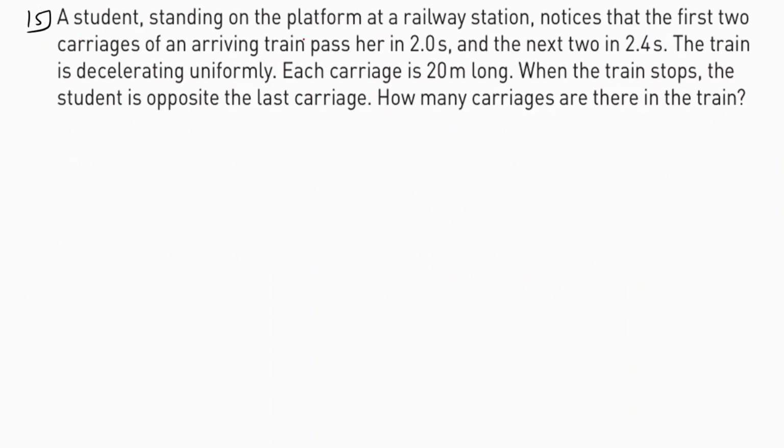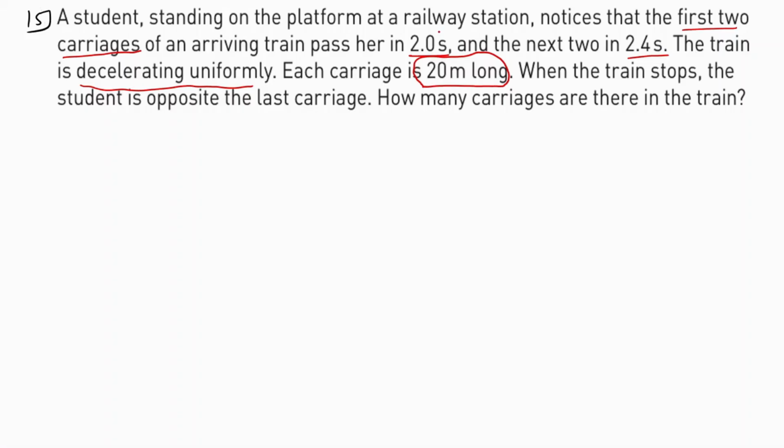15 says a student standing on the platform at a railway station notices that the first two carriages of the arriving train pass her in 2 seconds. The next two carriages took a time of 2.4 seconds. Now, the train is decelerating uniformly. That means we can use the equations of motion, because when accelerating or decelerating uniformly, we can use the equations of motion. Each carriage is 20 meters long. Okay, they have given us the length of the carriage.